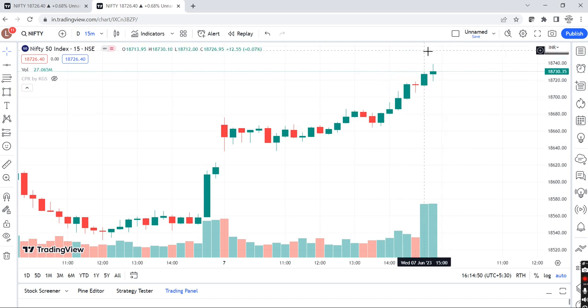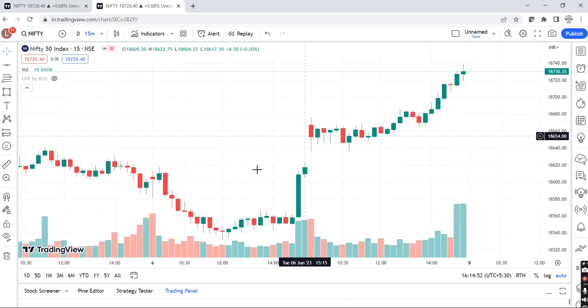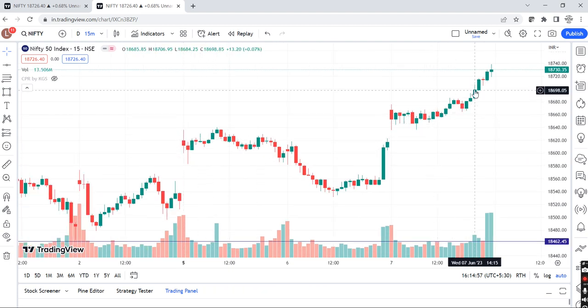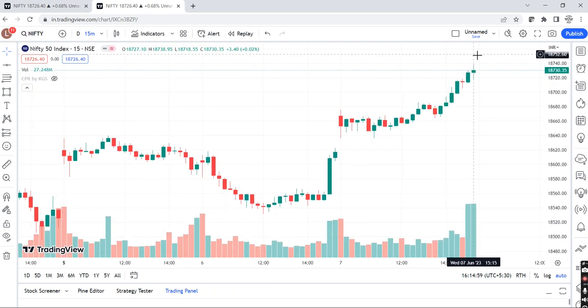What if we open gap up? Anyone who has been active since the previous time, at 18600, 650, would still have the opportunity to book some lots and keep some lots. If someone has, let's say, 10 lots, that person may book out 5 lots and keep 5 lots, or may book out 7 or 8 lots and keep 2-3 lots with him.